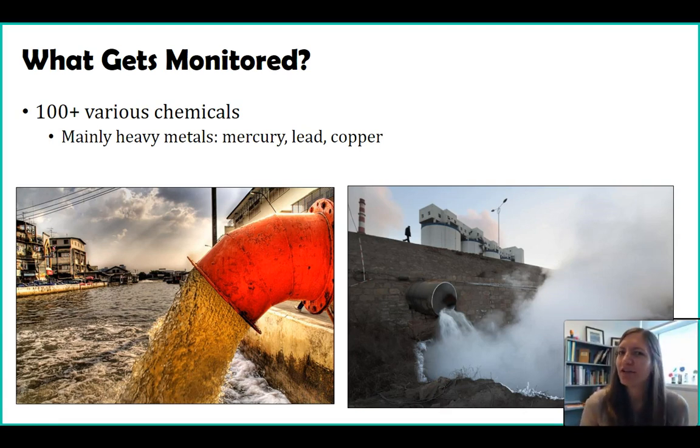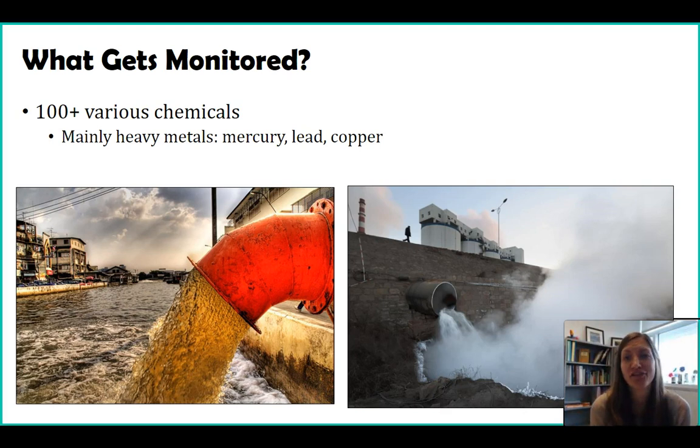So probably the most obvious one, and probably the one that you are thinking the most, is just chemicals. What is in that water? Is it toxic? Is it mercury? Is it going to bioaccumulate? Is it going to biomagnify?